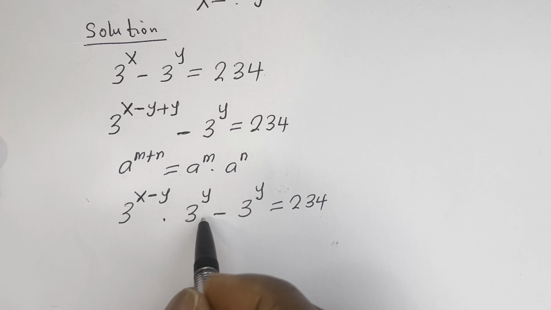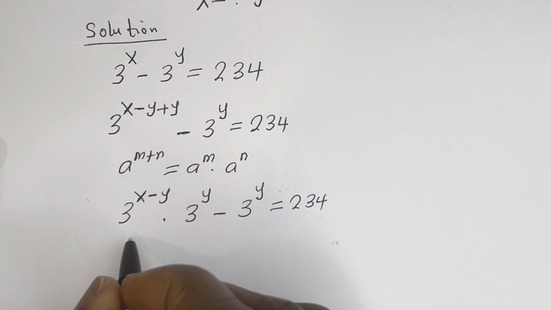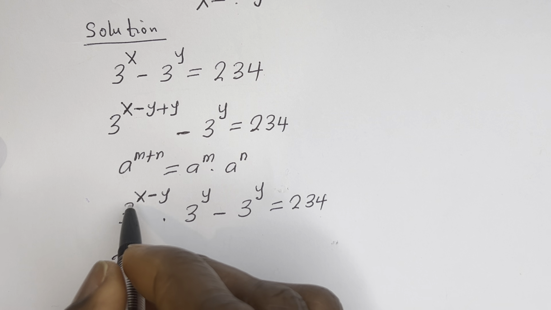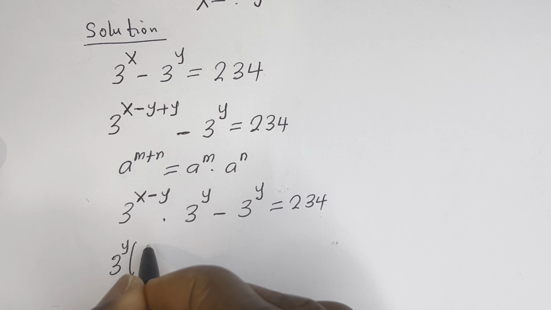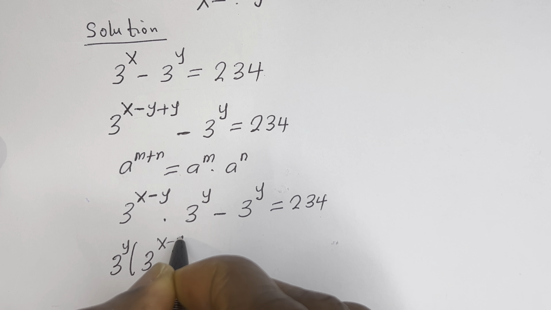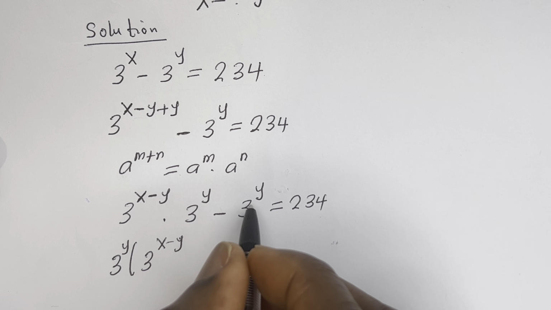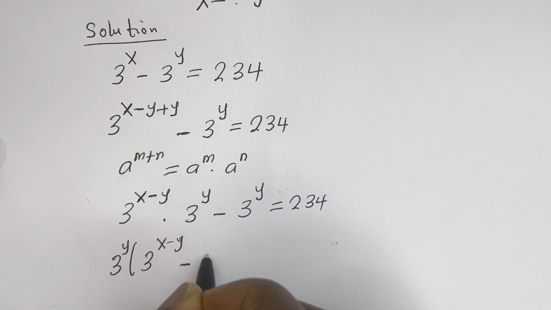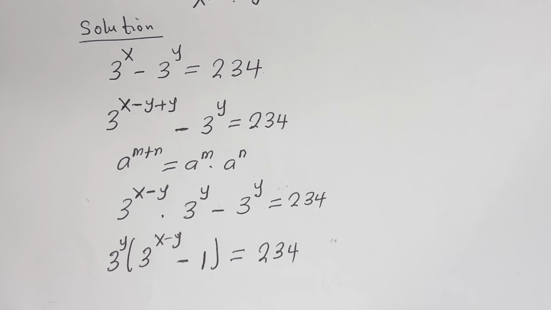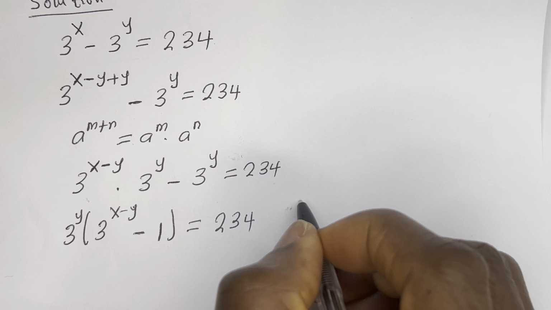Now we can factor 3 to the power of y out. This is 3 to the power of y, bracket. If you divide this by this, we have 3 to the power of x minus y. Then if you divide this by this, we have minus 1, is equal to 234.